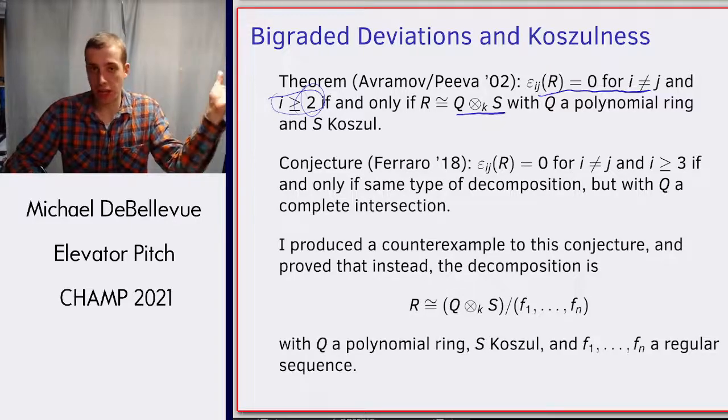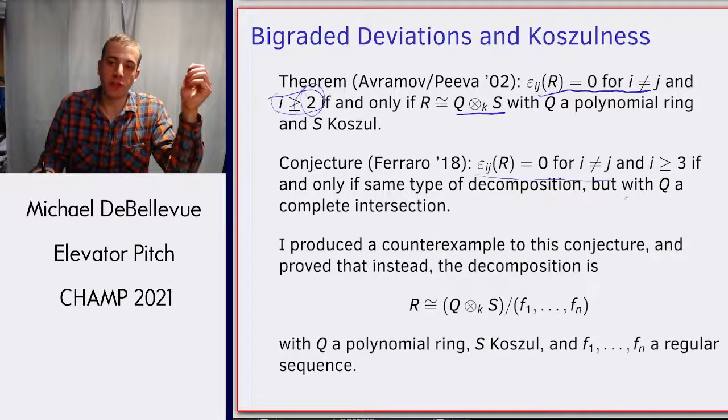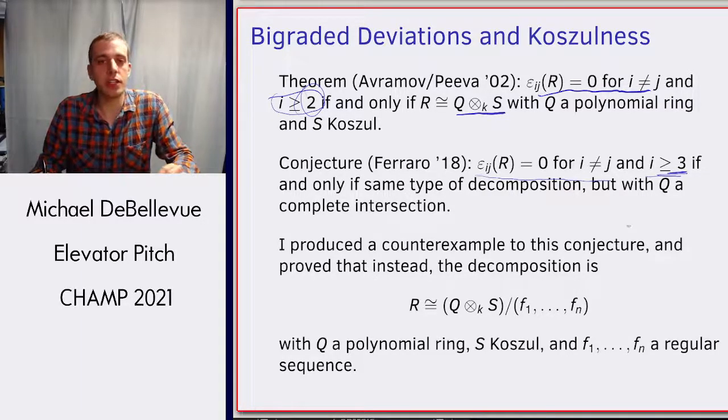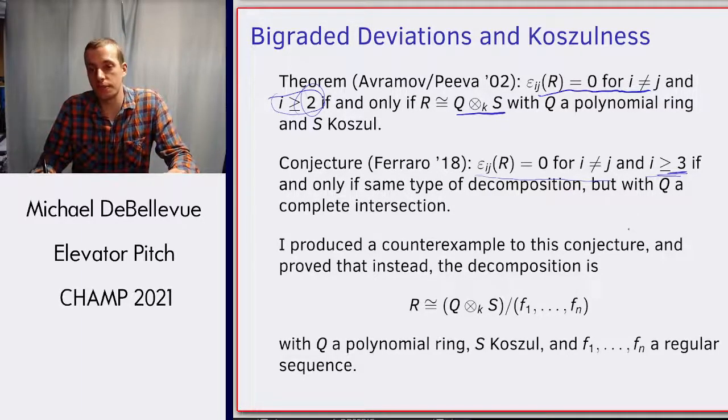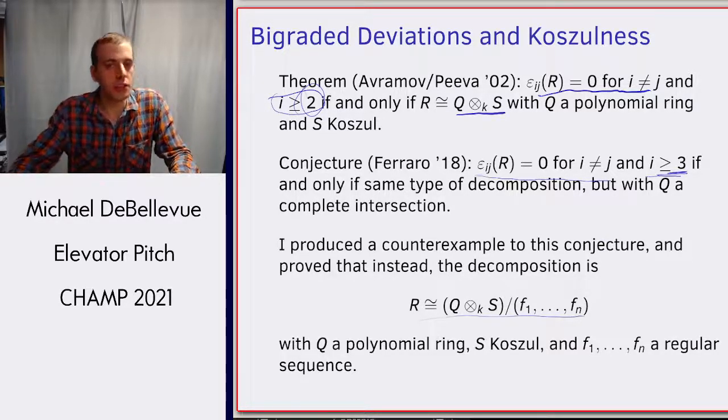So pushing that up by 1, pushing this vanishing property up by 1, Ferraro back in 2018 conjectured that if you have this vanishing for 3 and higher instead, you'll have a similar decomposition, but rather than Q being a polynomial ring, Q will be a complete intersection. I produced a counterexample to this conjecture, and I proved that instead the decomposition looks like this. So it's kind of similar, just a little bit tweaked.